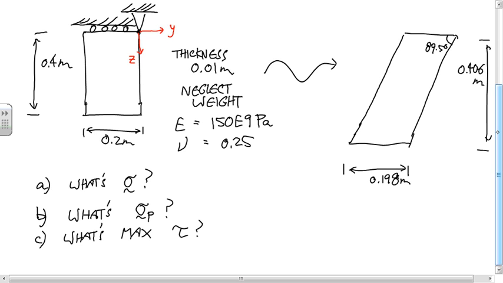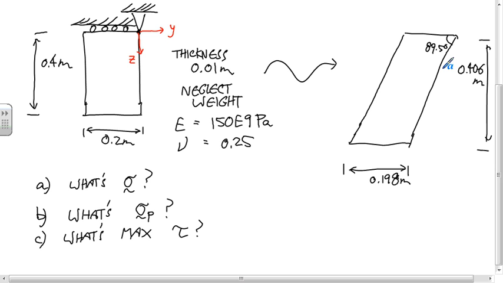All right, so we know that there's going to be a YY normal strain because in the Y direction we're going from a thickness of 0.2 to 0.198. We know there's going to be a ZZ strain because the length is going from 0.4 to 0.406. What about XX strain? There's not going to be because that thickness is staying the same.